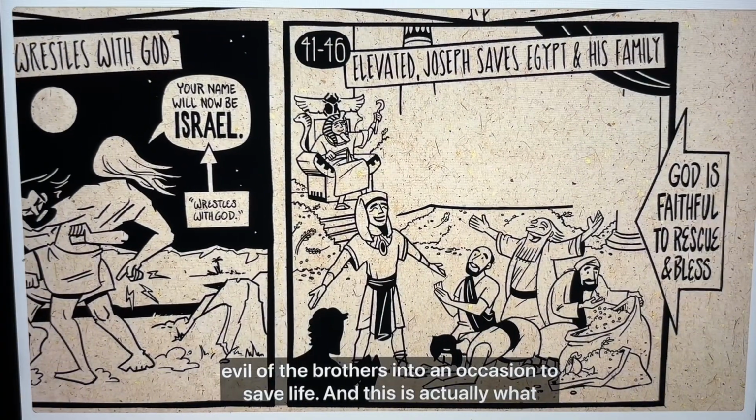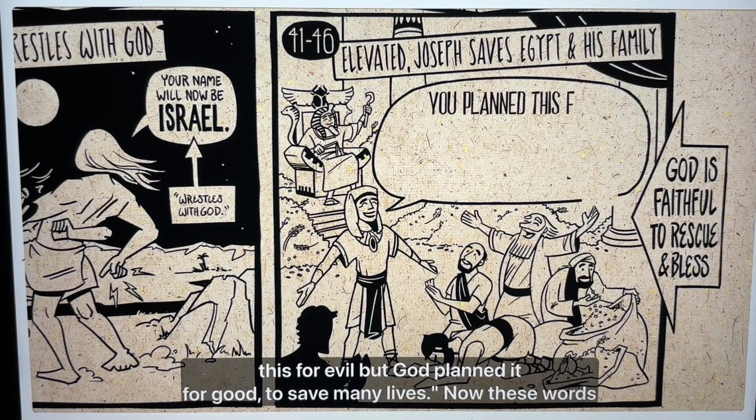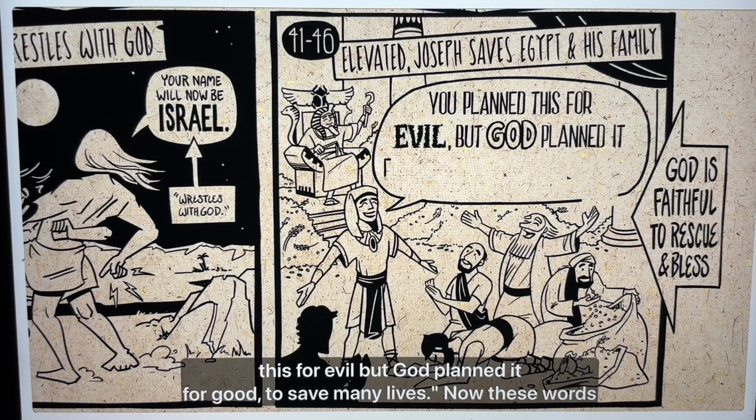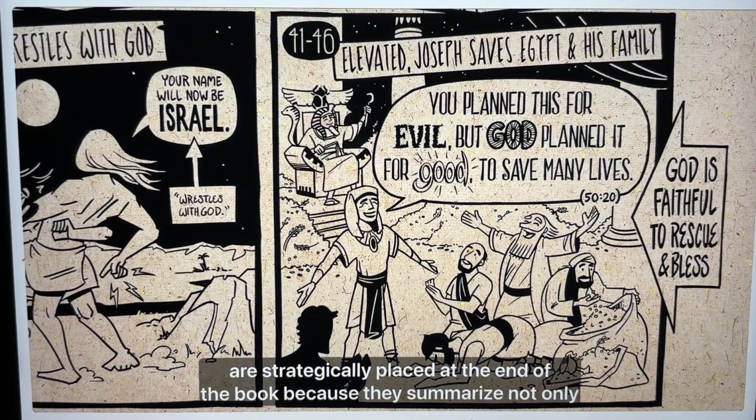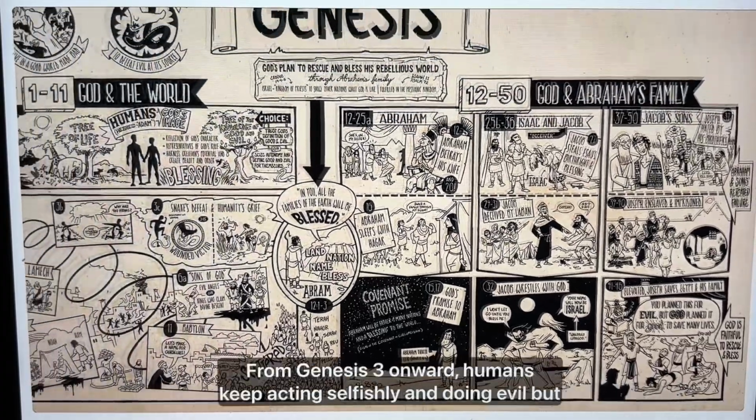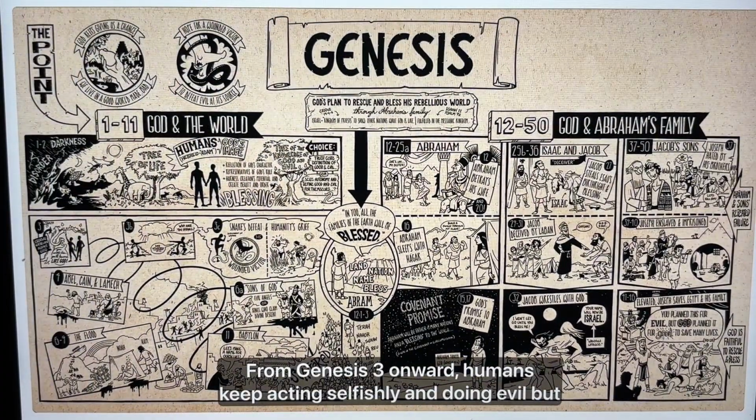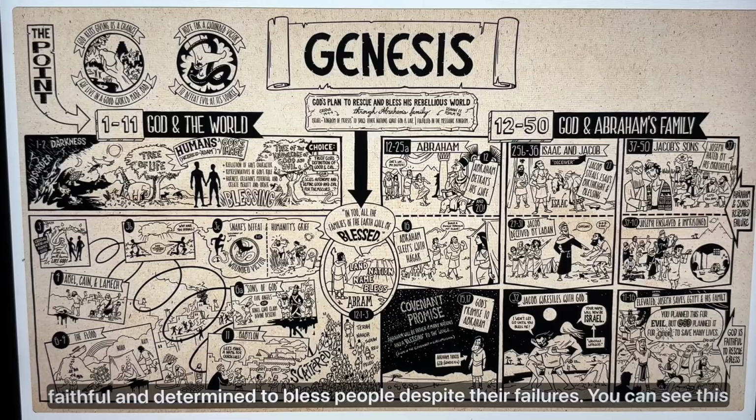And this is actually what Joseph says right near the end of the book. He says to his brothers, you all planned this for evil, but God planned it for good to save many lives. Now, these words are strategically placed at the end of the book because they summarize not only the story of Joseph and his brothers, but the book as a whole. From Genesis 3 onward, humans keep acting selfishly and doing evil, but this God is not going to leave his world to its own devices. He remains faithful and determined to bless people despite their failures.